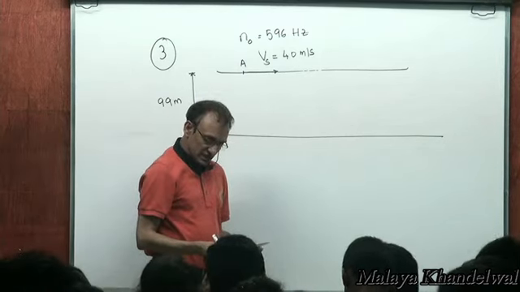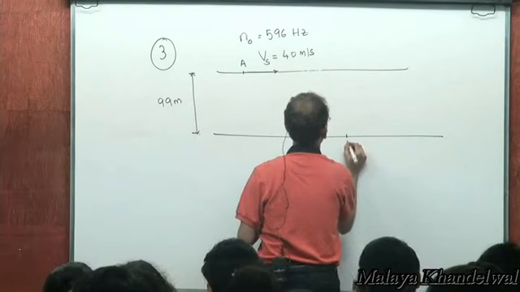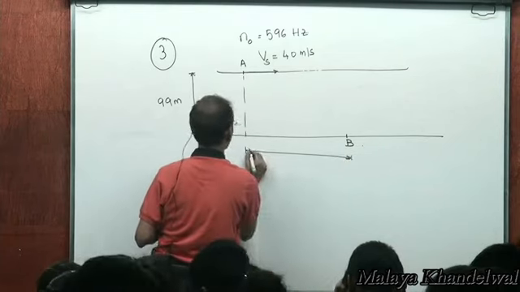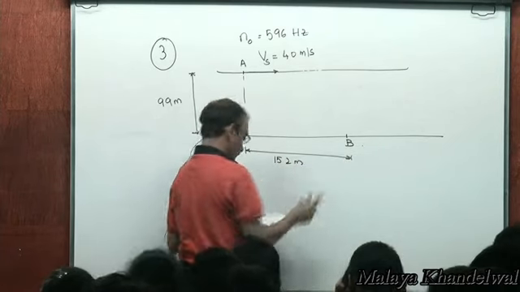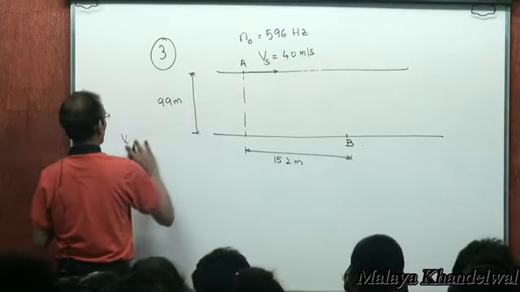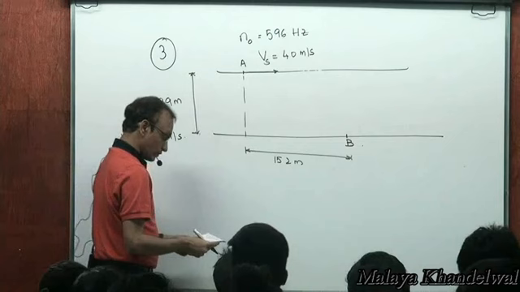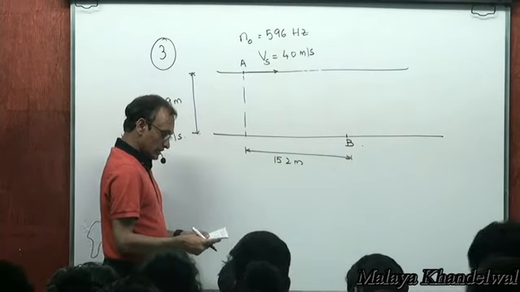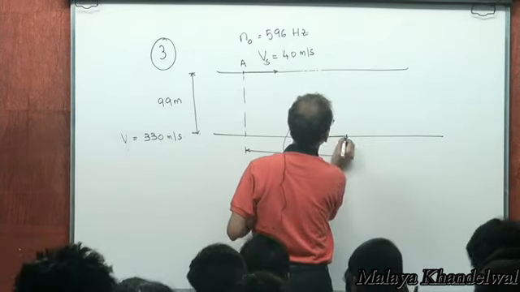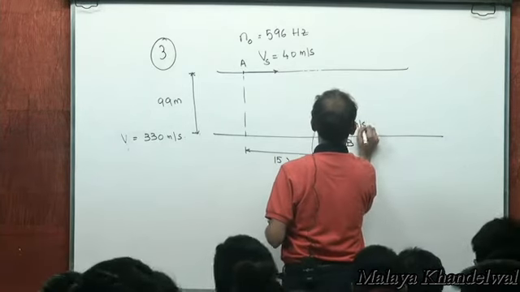When train A whistles, B is 152 meters away from the station. This is given to be 152 meters. Velocity of sound is given to be 330 meters per second. Calculate the frequency of the pulse heard by the driver B. The driver B moves with a constant speed of 40 meters per second. Observer, 40 meters per second.